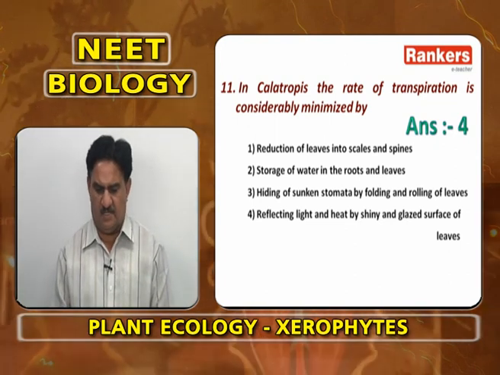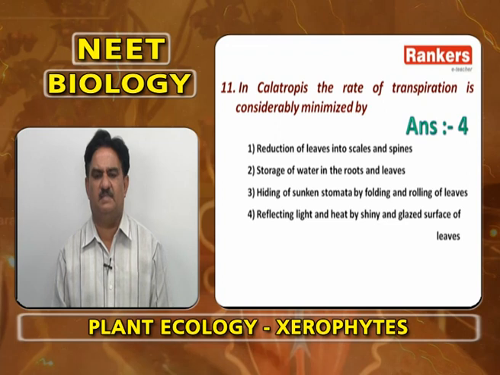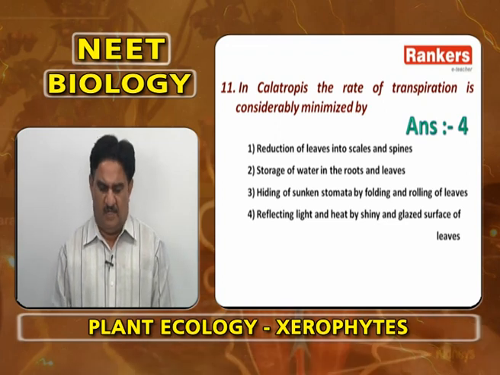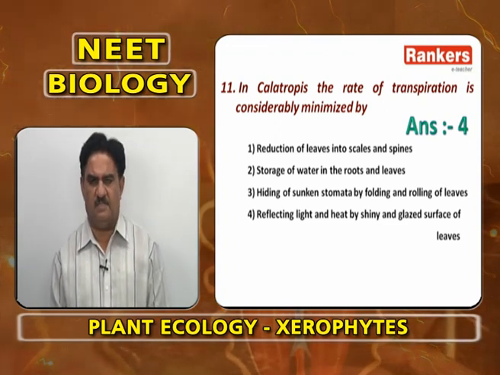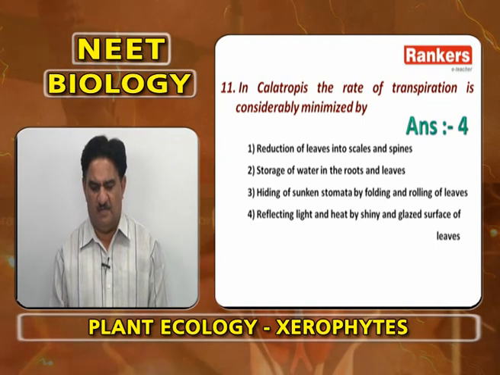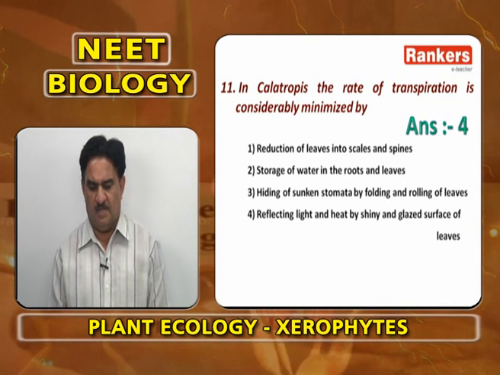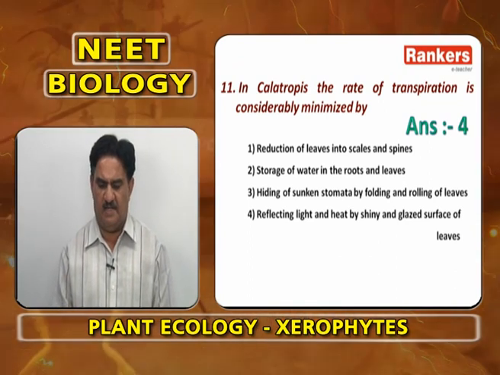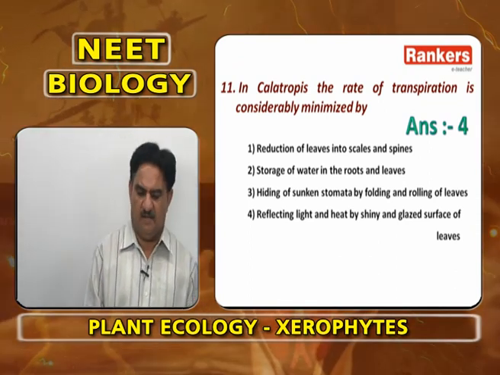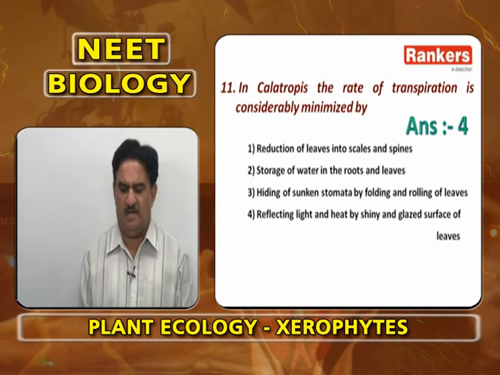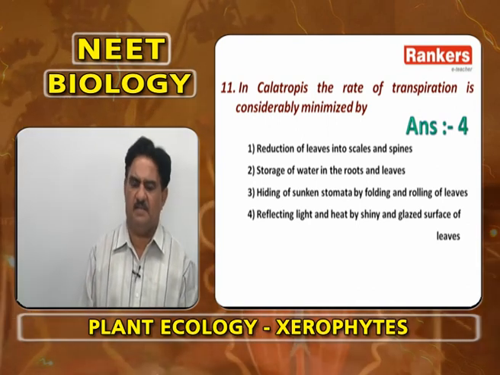Hiding of sunken stomata by folding and rolling the leaves is wrong. Folding and rolling the leaves is found in a xerophyte called Ammophila. So hiding of sunken stomata by folding and rolling of leaves is wrong. Reflecting the light and heat by shiny and glazed surface of the leaves is correct. So it always reflects the light and heat by shiny glazed leaf surface.